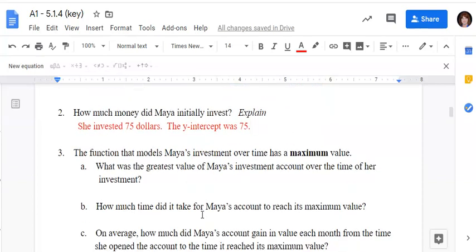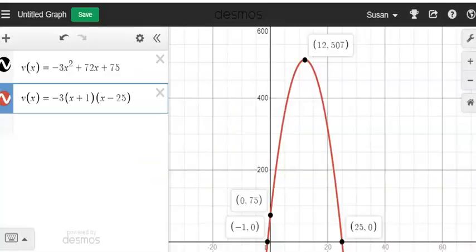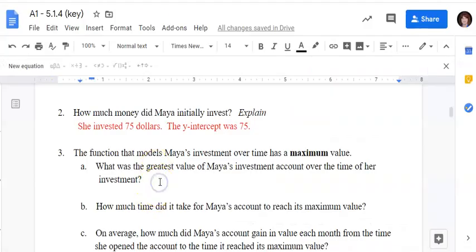3, the function that models Maya's investment over time has a maximum value. What was the greatest value of Maya's investment over time? So the greatest value would be represented by this vertex. So if you've got your graph, click on your vertex. Your x is 12, and it looks like your y here will be 507, and that is dollars. So we're going to put $507, and we'll explain. This is the y coordinate of the vertex.